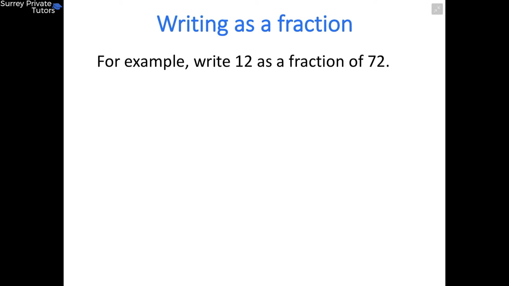Now let's look at how to write something as a fraction. So for example, here we need to write 12 as a fraction of 72. This is fairly straightforward. So you take your first number, 12, and you put that on the top as your numerator. And then you take your second number, 72, and you put that as your denominator. So the first step, quite straightforward. Now you just need to simplify that.